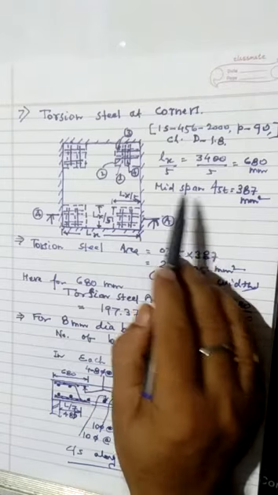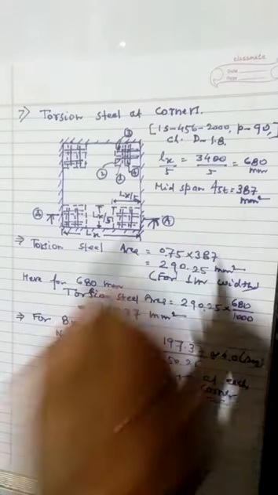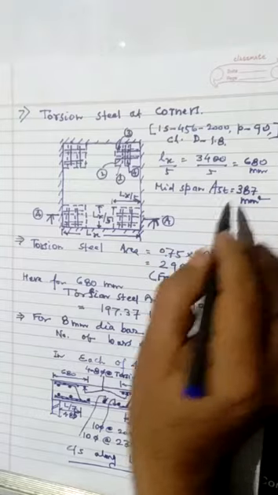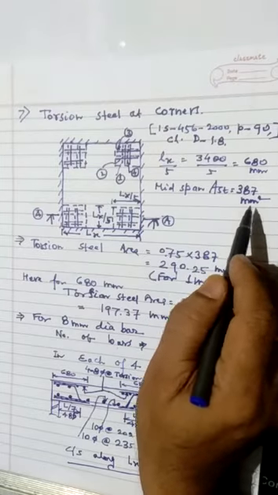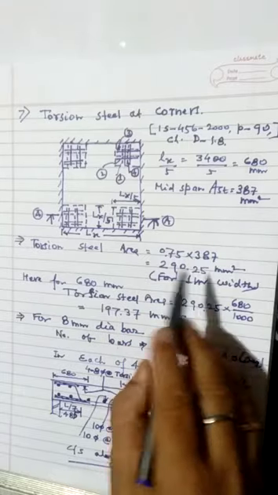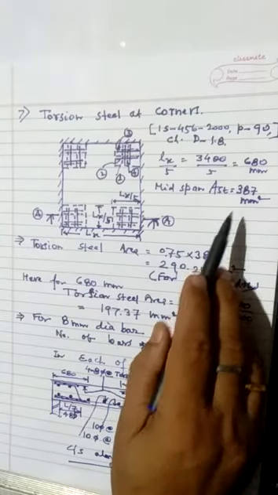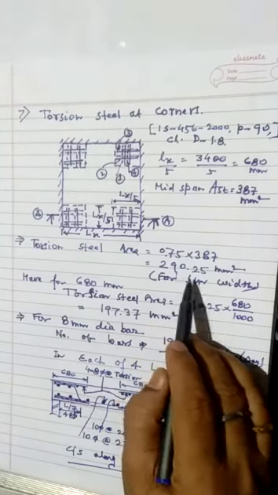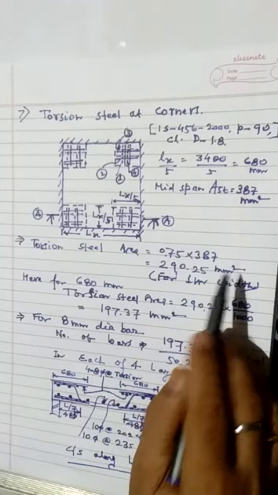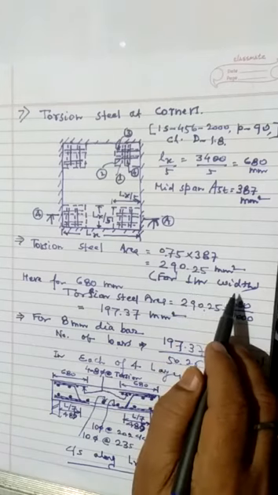calculated from the mid span main steel area, that is 387 millimeter square in our case in the shorter direction. So the torsion steel area would be 75% of this area, that is 0.75 into 387, which comes to 290.25 millimeter square, and this is for 1 meter design width of the slab.